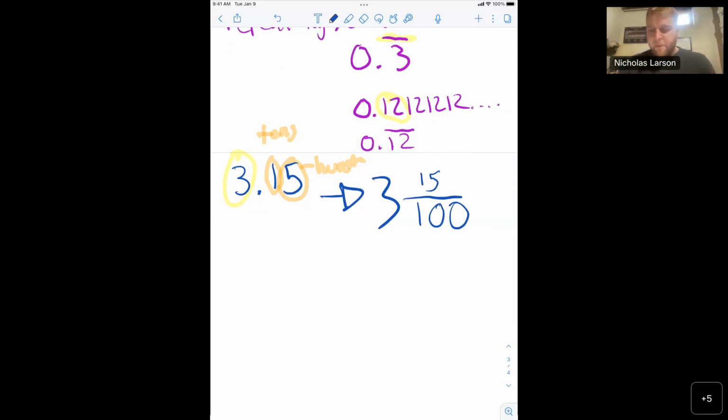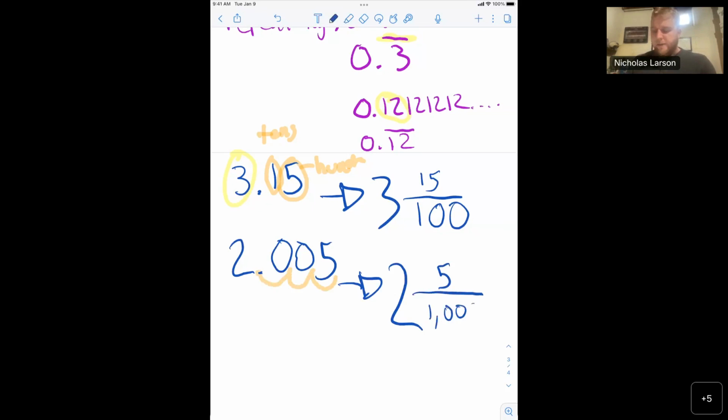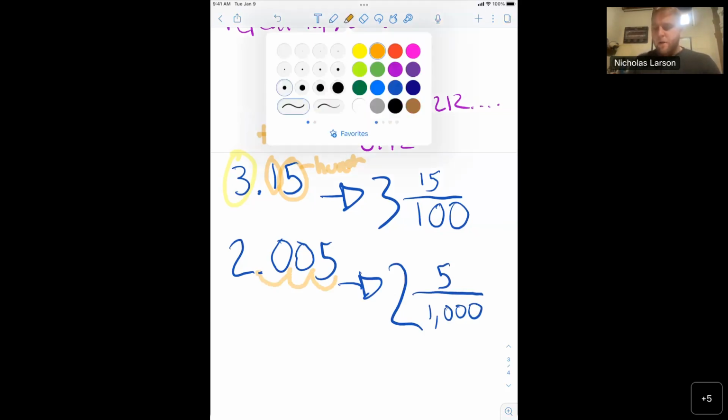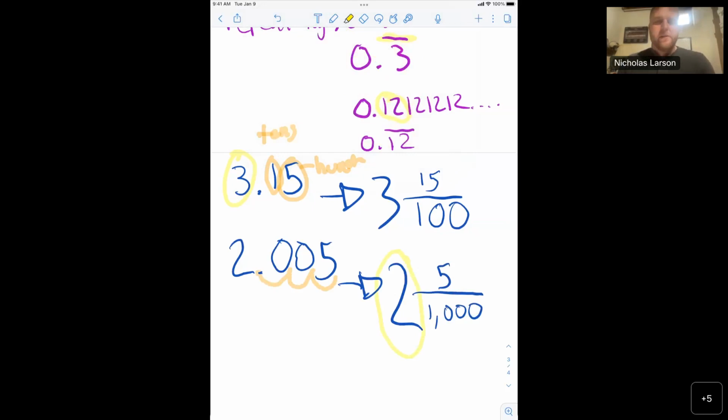We'll do one more example. Maybe we say 2.005. So again, my whole number is a 2, and then I go 1 place tenths, 2 place hundredths, 3 place thousandths place. So I'm going to say 5 1,000ths. 2 and 5 1,000ths. Again, 2 is a whole number. So that's why we have to have it much bigger like that.